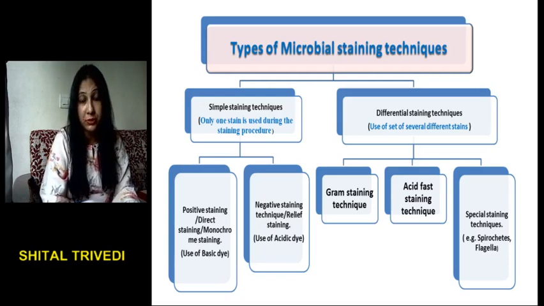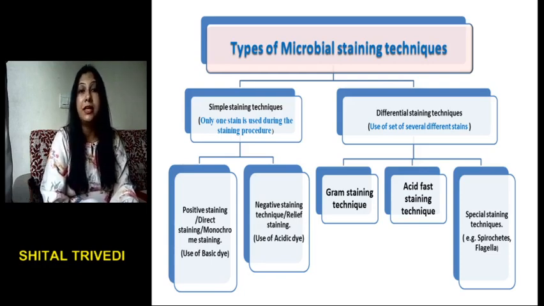So the simple positive or monochrome staining technique involves the use of a basic dye or basic stain, whereas the negative staining technique involves the acidic type of stain. Differential staining technique, there are two popular techniques in this category. One is the gram staining technique that differentiates the organisms into gram positive and gram negative organisms. And the other is the acid fast staining technique that differentiates the organisms as acid fast and non-acid fast. This technique is specifically used to identify the mycobacterium type of organisms.